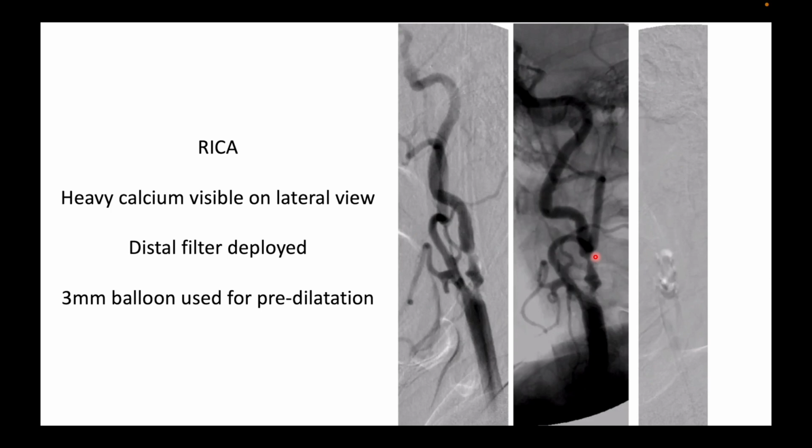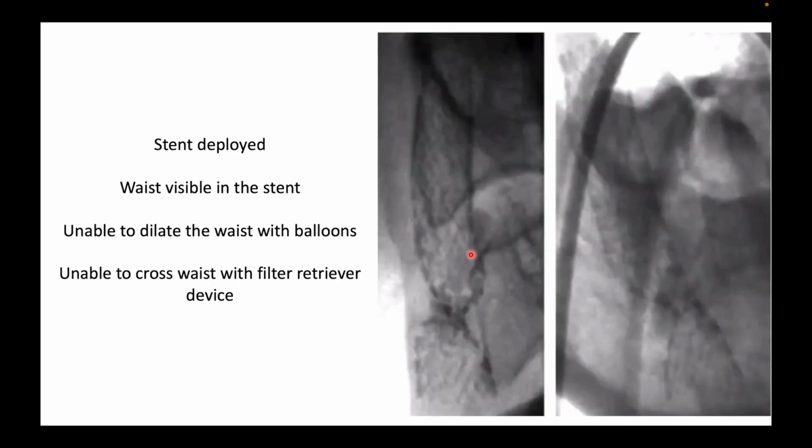Now, this is a case with thanks from Gates Vascular Institute, Dr. Adnan Siddiqui. This is a right internal carotid artery. You can see a heavy calcification here. A distal filter was deployed, and then a 3 millimeter balloon was used for pre-dilatation in this case. The stent was deployed, and you can see there is a significant waist visible within the stent.